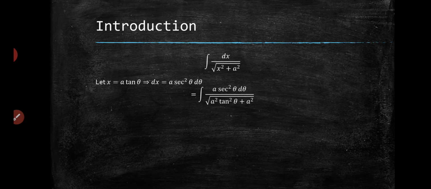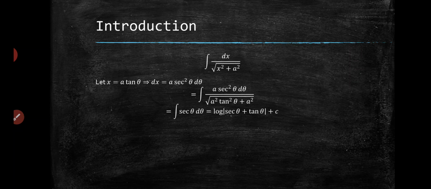So dx is a sec square theta d theta, and x is a tan theta, so x square is a square tan square theta. So it comes out to be a sec theta, and a gets cancelled. Of the sec theta in the numerator, one sec theta gets cancelled, so you are left with integration of sec theta d theta. Now we know that integration of sec theta d theta is log of mod of sec theta plus tan theta.